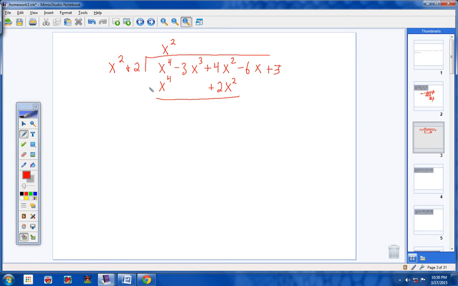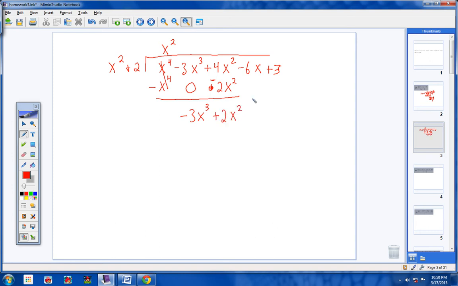So change your signs. Make that negative. And then we add. These cancel. There's like a 0 here. So this plus this would be this. And 4 minus 2 would be 2x squared.